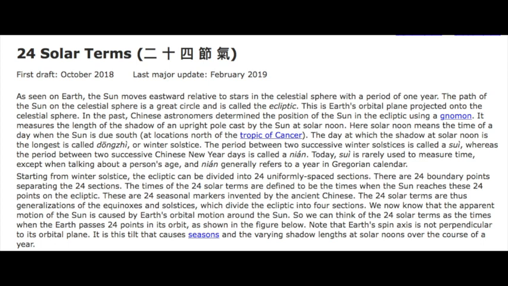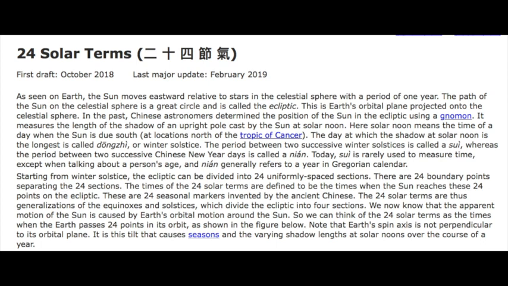In the past, Chinese astronomers determined the position of the Sun in the ecliptic using a gnomon. It measures the length of the shadow of an upright pole cast by the Sun at solar noon. Here, solar noon means the time of a day when the Sun is due south, at locations north of the Tropic of Cancer. The day at which the shadow at solar noon is the longest is called Dongji, or winter solstice.